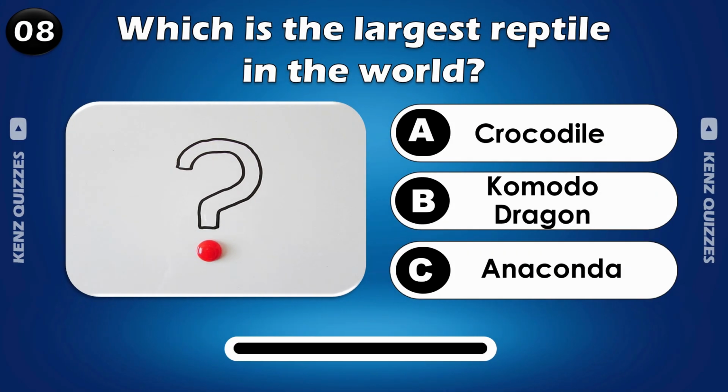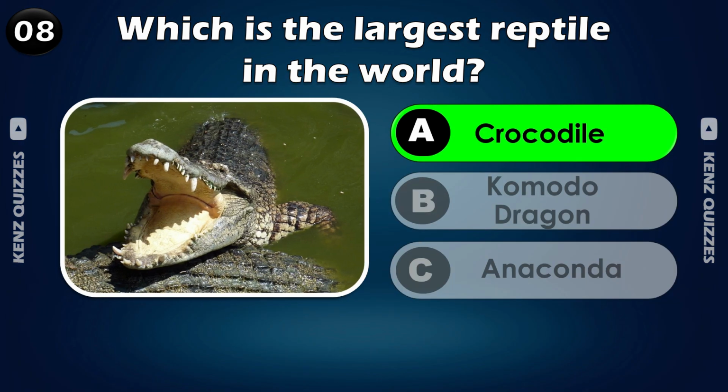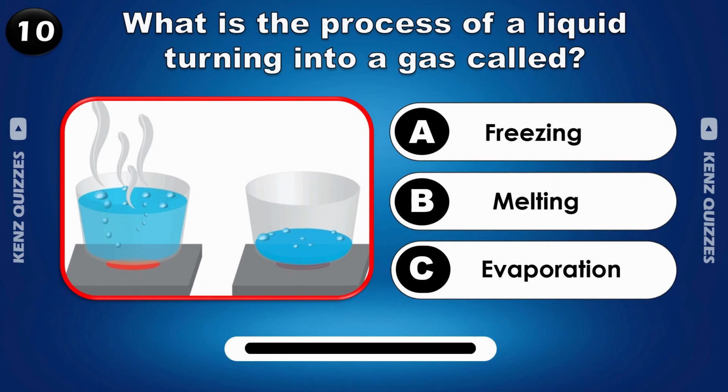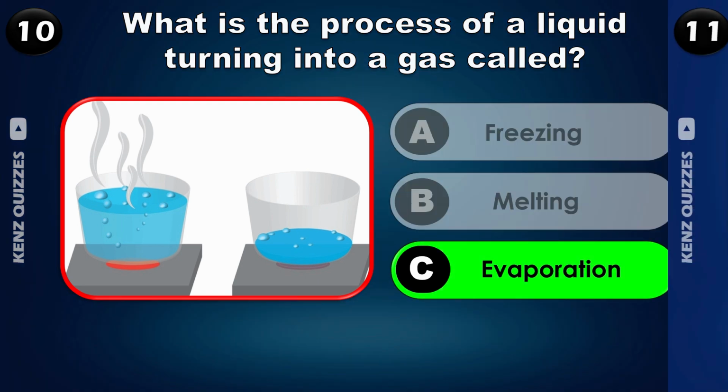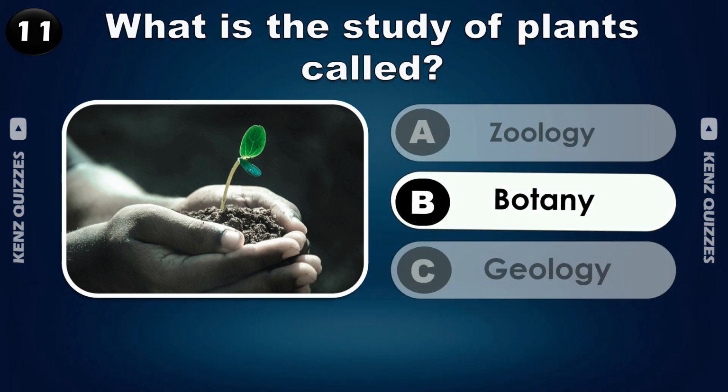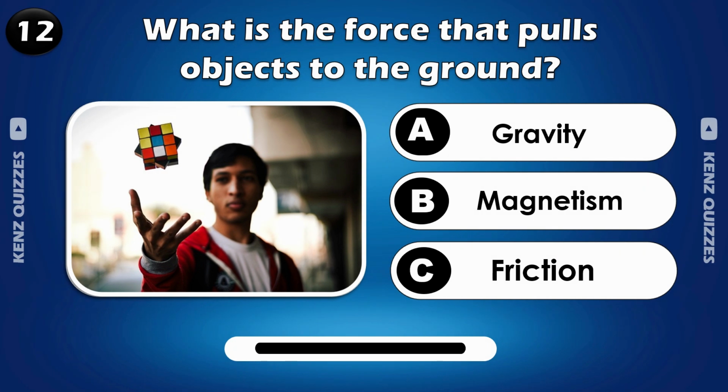Vatican City. Which is the largest reptile in the world? Crocodile. Which is the largest volcano in the world? Mauna Loa. What is the process of a liquid turning into a gas called? Evaporation. What is the study of plants called? Botany. What is the force that pulls objects to the ground?